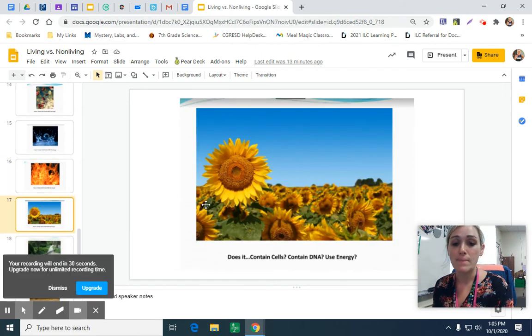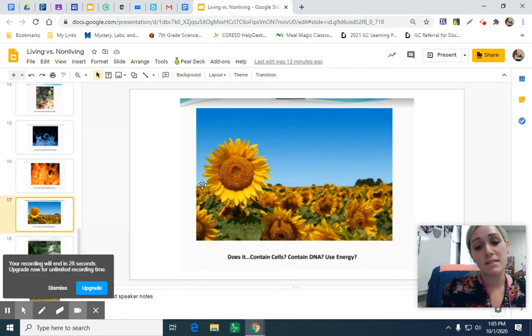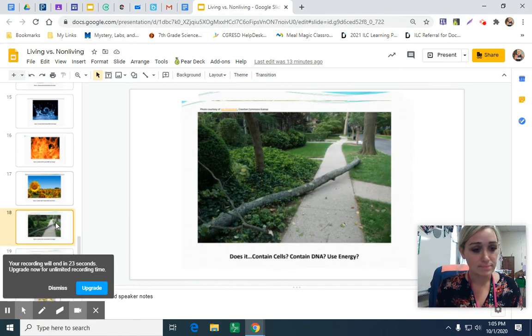How about a sunflower? That one's easy. Yes, contains cells. It's a plant. We know it's a plant, so we know it's living. It contains DNA, and it does use energy.